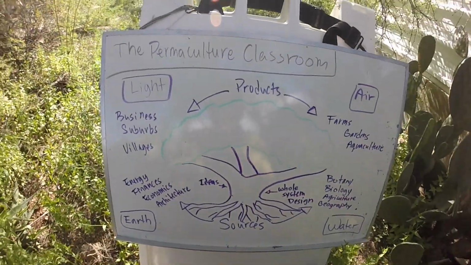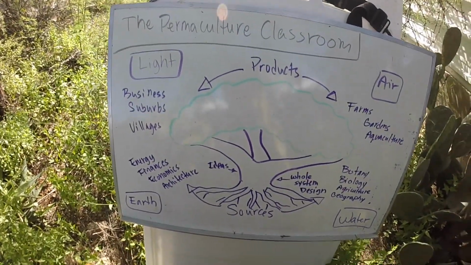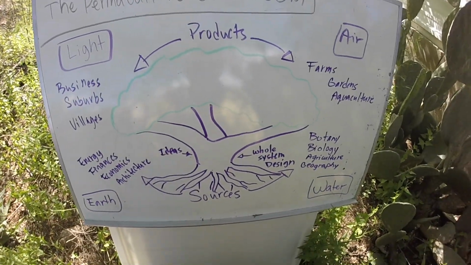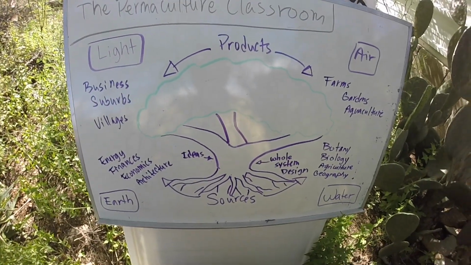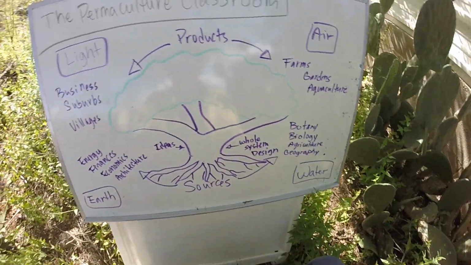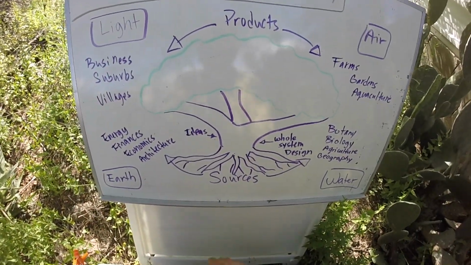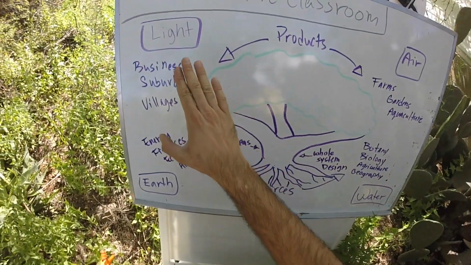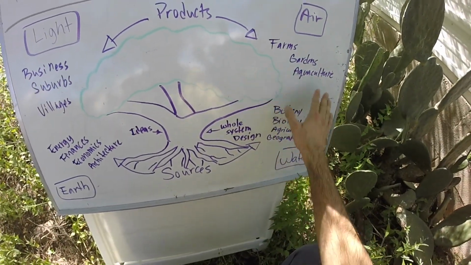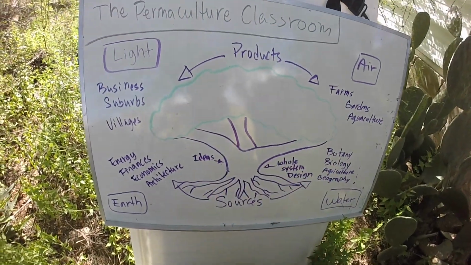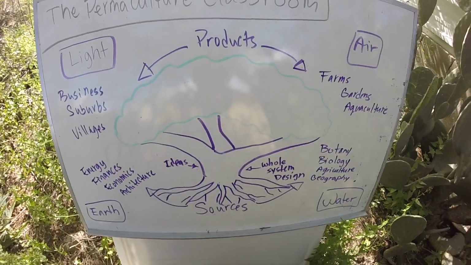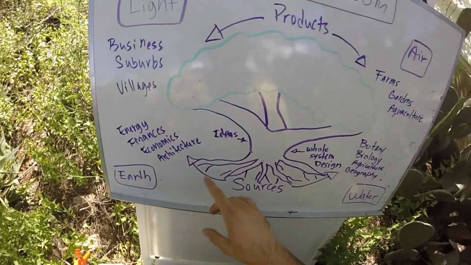This is the permaculture tree. It's a visual representation of what permaculture is. We have the four elements of life, which are light, earth, air, and water. We have our products from the permaculture tree, which would be businesses, suburbs, villages, farms, gardens, aquaculture, aquaponics, all that stuff. Then we're going to get into the three main trunks, which are the permaculture ethics, and that's care of people, care of earth, and passing on the surplus.